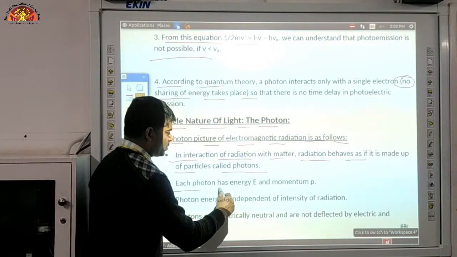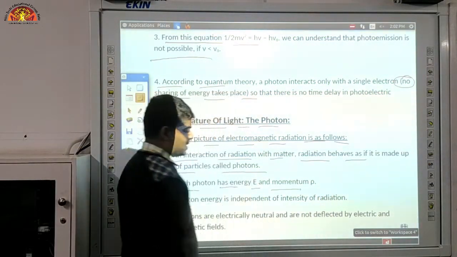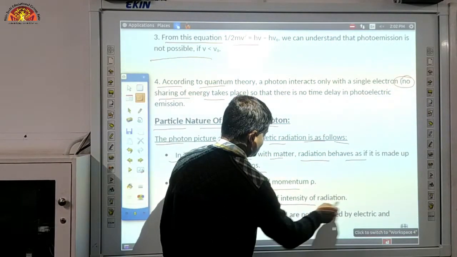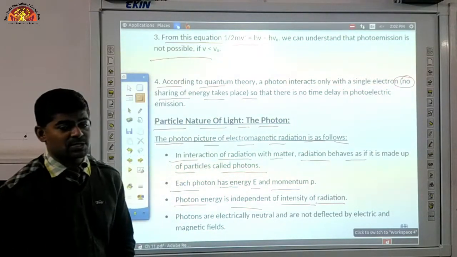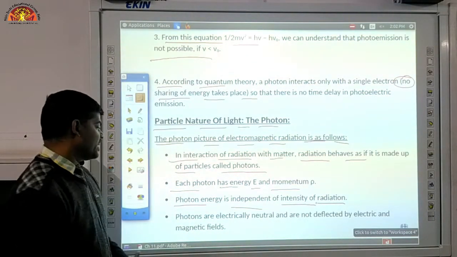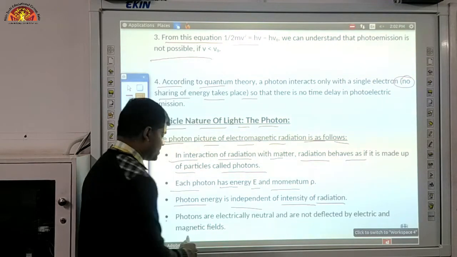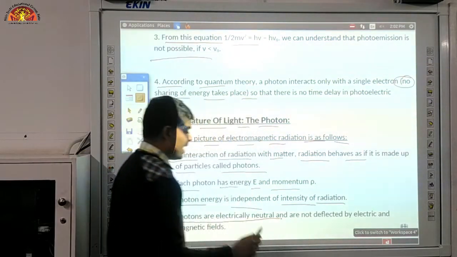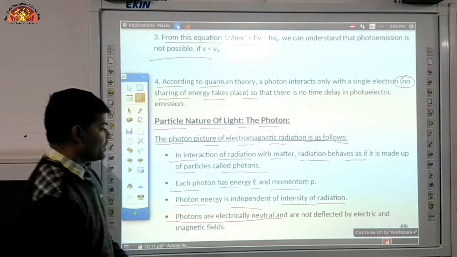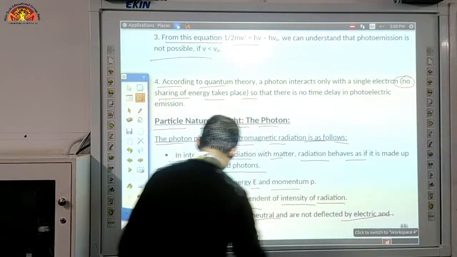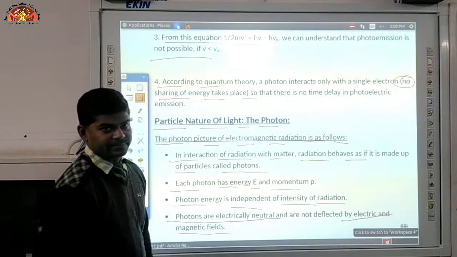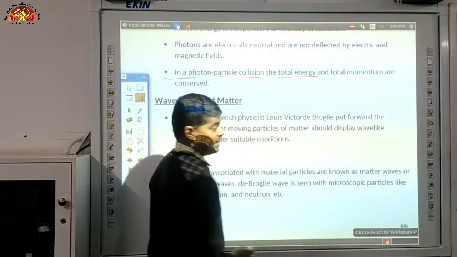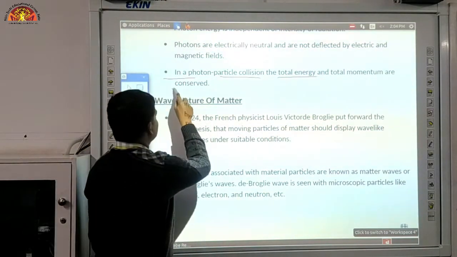Next one, each photon has the energy E and the momentum P. Now photon energy is independent of the intensity of the radiation. जो photon energy होती है बच्चों वो light की radiation पे depend नहीं करेगी, independent रहेगी. That is, the photons are electrically neutral and not deflected by the electric and magnetic field. Now in a photon-particle collision, the total energy and the total momentum are conserved.